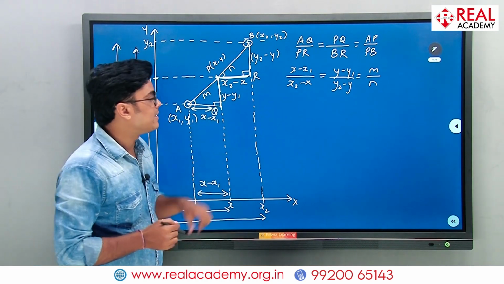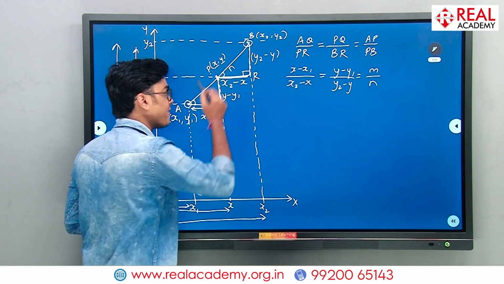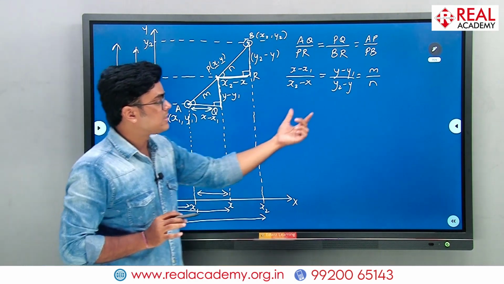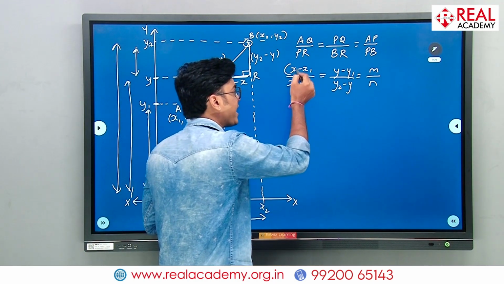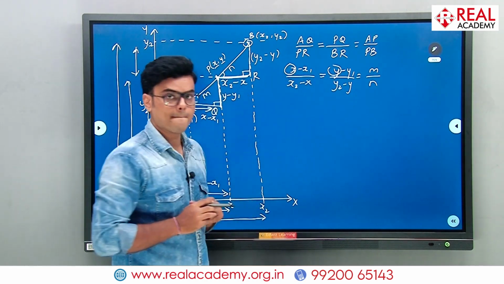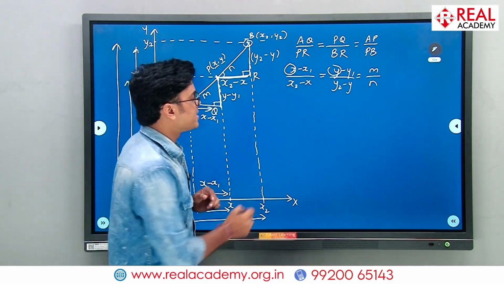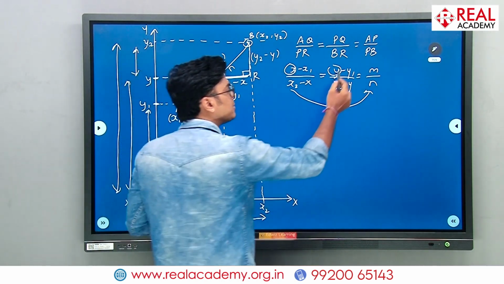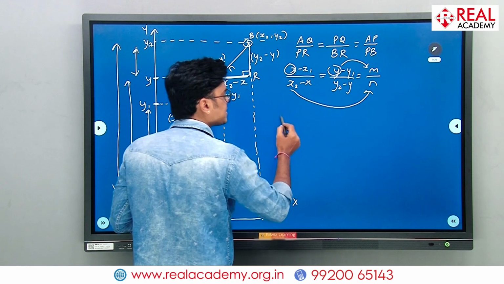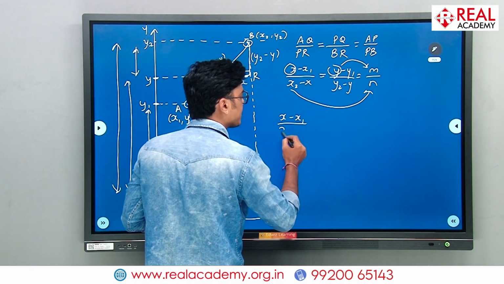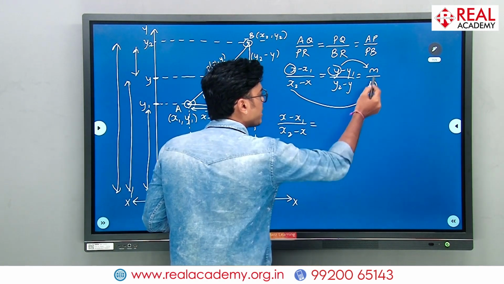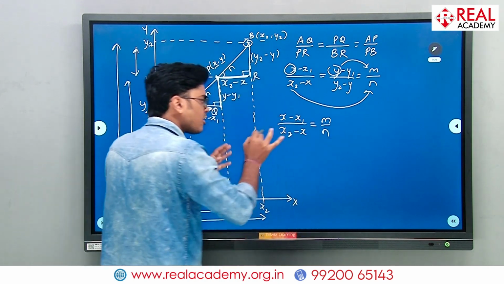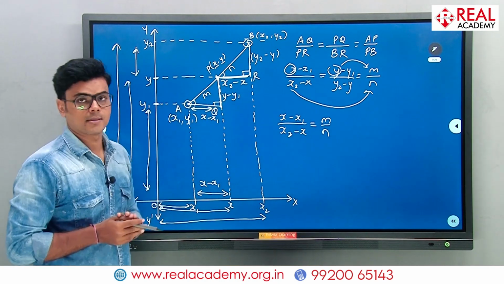Now, if we have to find the point P x comma y, we'll use these ratios to find the values of x and y, correct? All you have to do is pick these two ratios first and then these two ratios. So let me just take x minus x1 upon x2 minus x equal to m upon n. We'll just solve this much to find the value of x, okay?